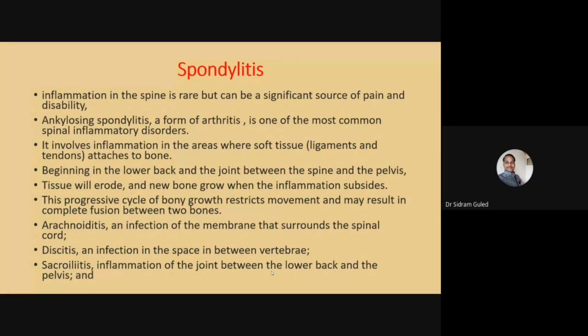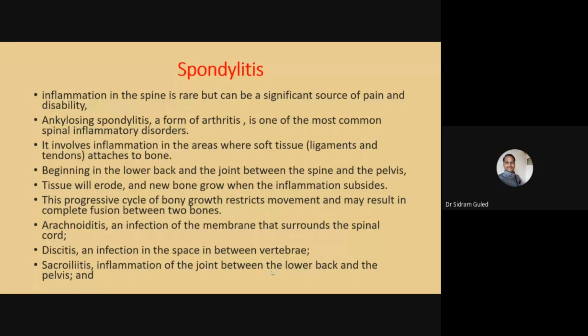Spondylitis is an inflammatory condition which occurs very rarely, but it can cause a significant source of pain and disability. The most common is ankylosing spondylitis. It involves inflammation in the areas where soft tissues, like ligaments and tendons, are the main areas that it can affect. So the line of treatment will certainly change in such inflammatory conditions.